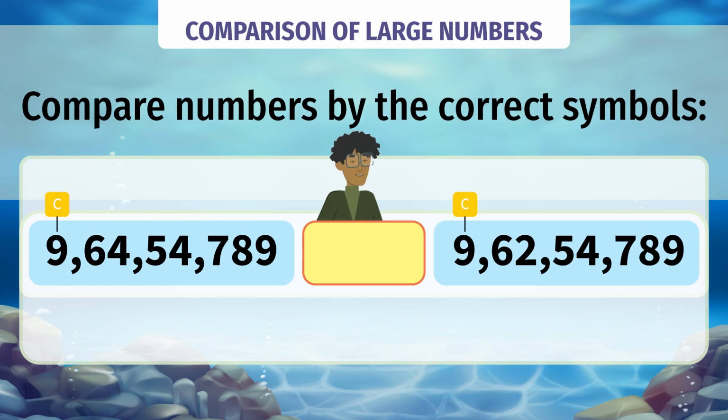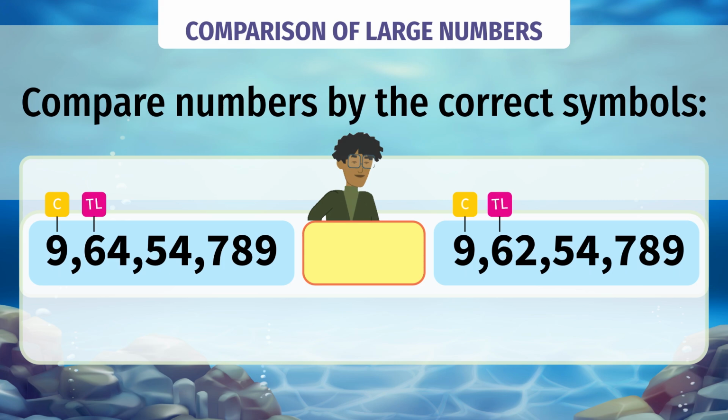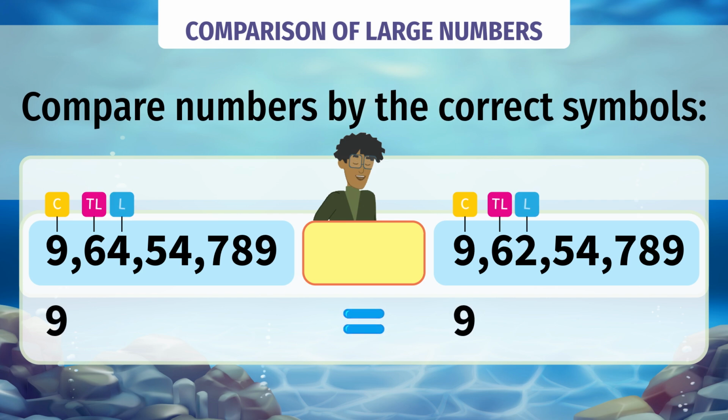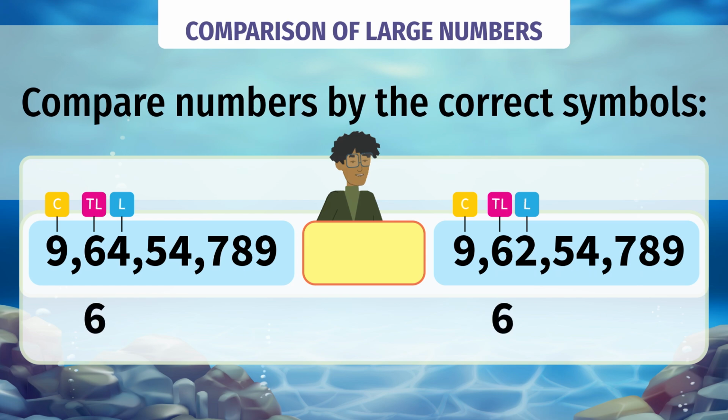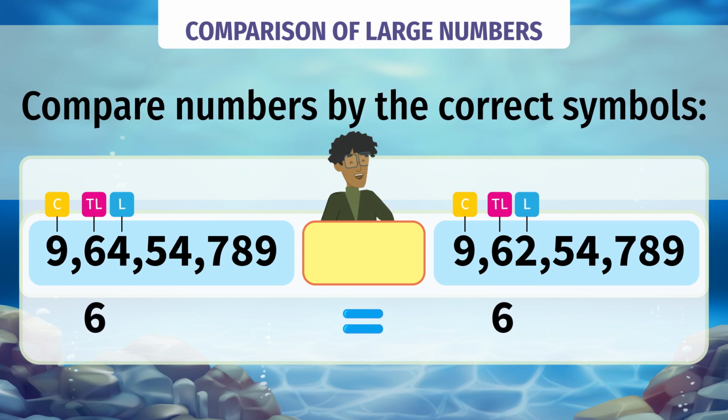Again, you should not forget. Start from the highest place value. Here, it is, again, crore. Both numbers have equal value, 9 crores. So we go to the next highest place value, 10 lakhs. Again, both have equal value, 6.